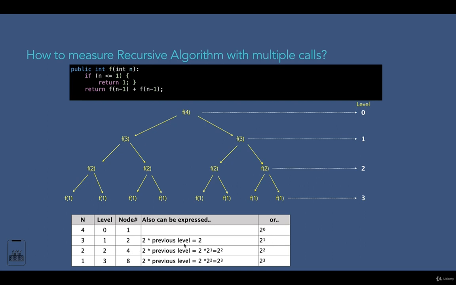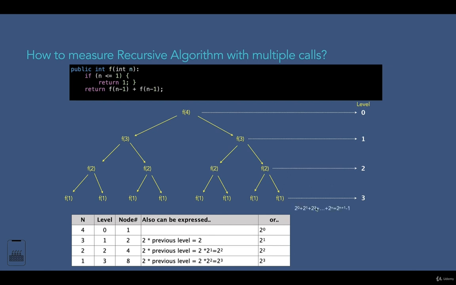Then in level 2 we have 2 multiplied with the value that comes from the previous level. In the previous level we have 2 to the power of 1. So 2 multiplied with 2 to the power of 1 is going to be 2 to the power of 2. Then we are continuing in the third level. By calculating the same way we are getting 2 to the power of 3. If we sum up the number of nodes in these levels, we will get 15, which is the number of calls we counted from here.